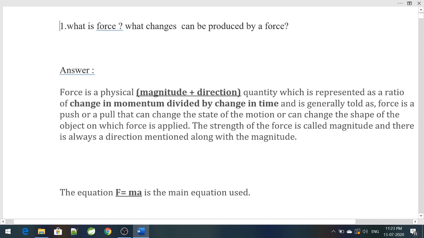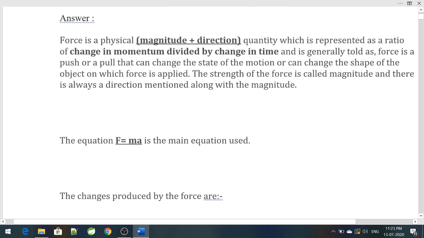So force is a physical quantity which includes magnitude and direction, in which direction it is moving and with what force is acting on the object, in which direction, the ratio of change in the momentum. What the change in momentum means is how the changes are taking place in the motion, and it is divided by the change in time, at what time what changes are taking place.